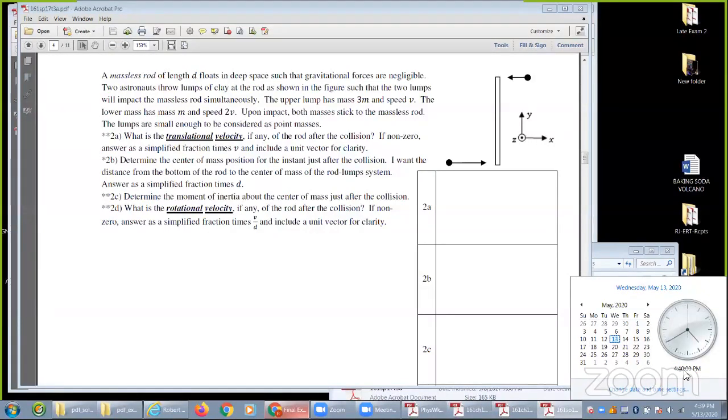I'm going to look at my clock here. So it just turned 4:40 on my clock. So I'm going to give you about 2 minutes for this one. Take 2 minutes and see if you could write down some equations or have an idea how to start each part. Don't try to finish it.